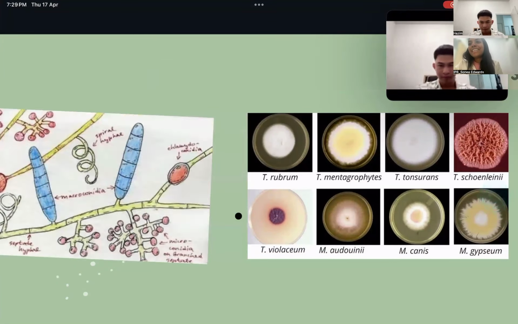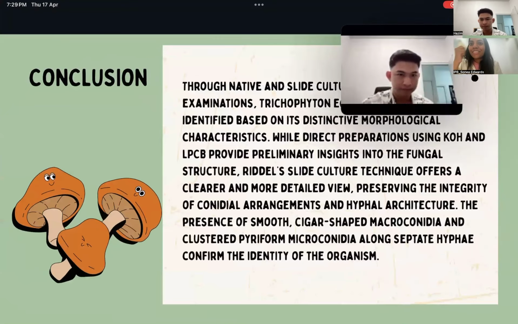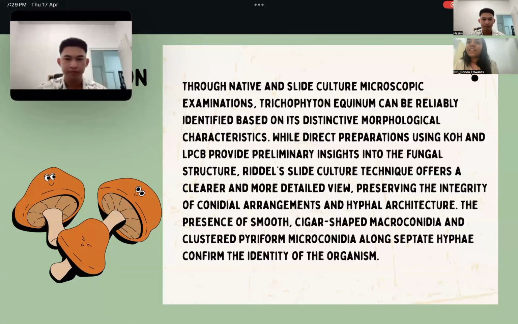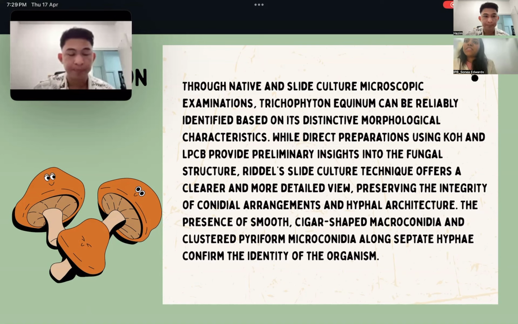I hope y'all understand. Okay, let me conclude our topic. So through the native and slide culture microscopic examination, Trichophyton equinum can be reliably identified based on its distinctive morphology and characteristics, while direct preparation using KOH and cotton blue may provide general morphology. The riddle culture slide technique offers a clearer and more detailed view, preserving the integrity of the conidial arrangements and hyphal architecture. The presence of smooth-shaped macroconidia and clustered microconidia along with septate hyphae confirm the identity of the organism.